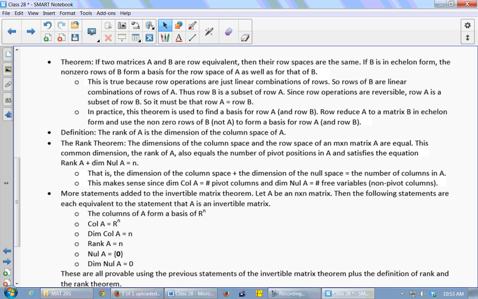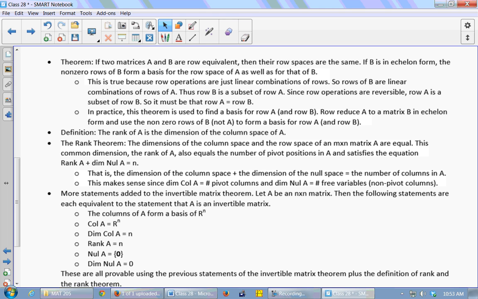So thus, the row space of B is a subset of the row space of A. That's the definition of the row space. It's the set of all linear combinations. So B lives in A, but then row operations are reversible. So the row space of A is also a subset of the row space of B. So it has to be that the two are equal. The row space of A equals the row space of B.